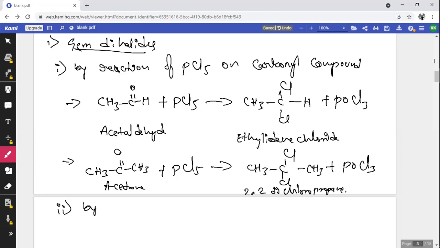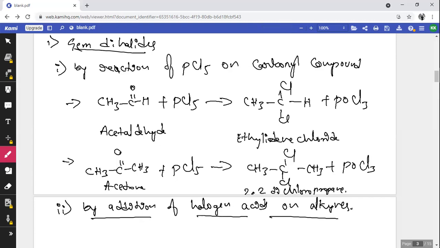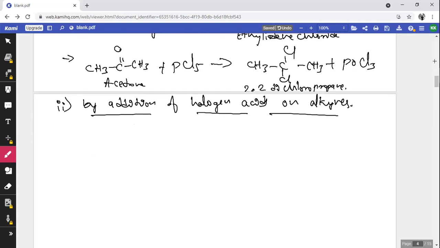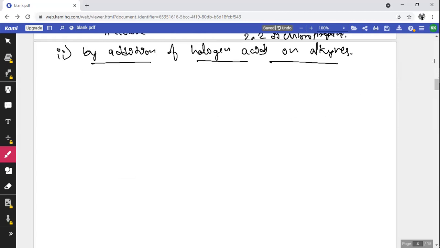The second method is by the addition of halogen acids on alkynes. What is meant by halogen acids? It is nothing but hydrogen halide. We'll take the example of CH triple bond CH, that is ethyne, and treating with HBr, that is hydrogen bromide, which gives vinyl bromide, CH2=CHBr.